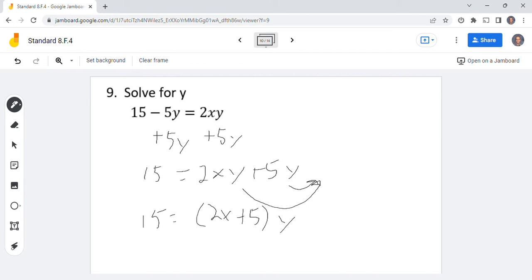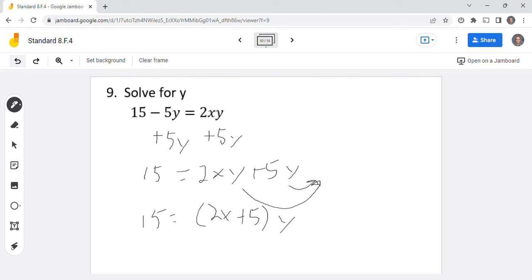Now I like to double check that I did this correctly, so I'm thinking if I was to distribute this back in, would I end up with the same thing? And we have y times 2x would be 2xy. The y times the 5 would be 5y. So we would end up back where we started if we distributed that.